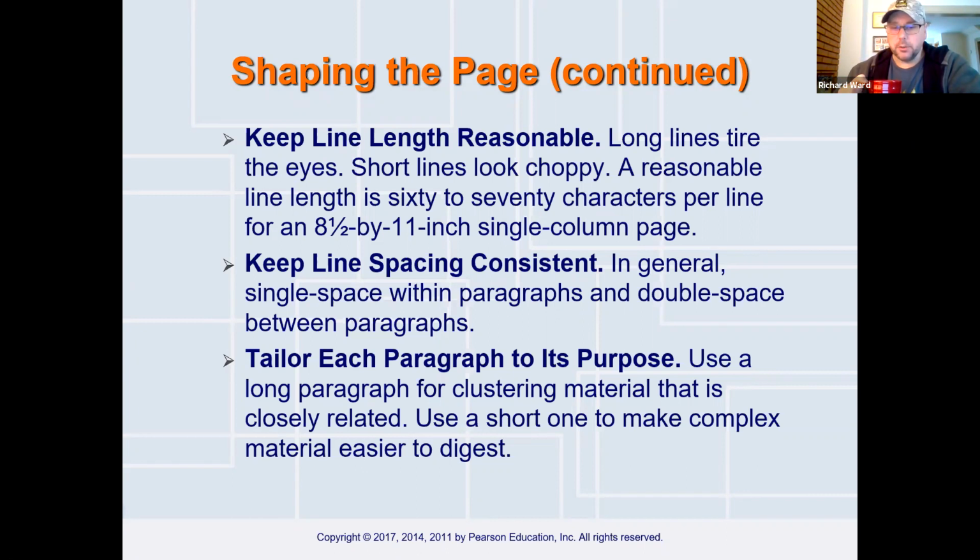Tailor each paragraph to its purpose. Use a long paragraph for clustering material that's closely related, and use a shorter one to make complex material easier to digest. All right. Instead of thinking of paragraphs in terms of subject matter, think of paragraphs in terms of difficulty. If you have a very complex idea, like the physics of the universe, you want to make sure that it's a short paragraph that helps people digest it a little easier. And then maybe a following paragraph that will describe or help inform on that previous paragraph a little better.